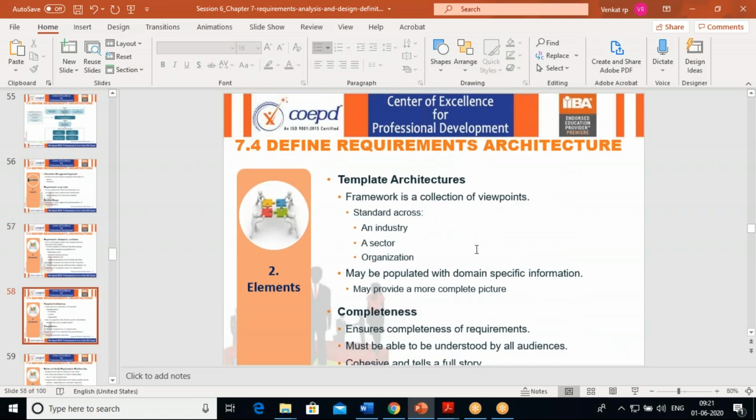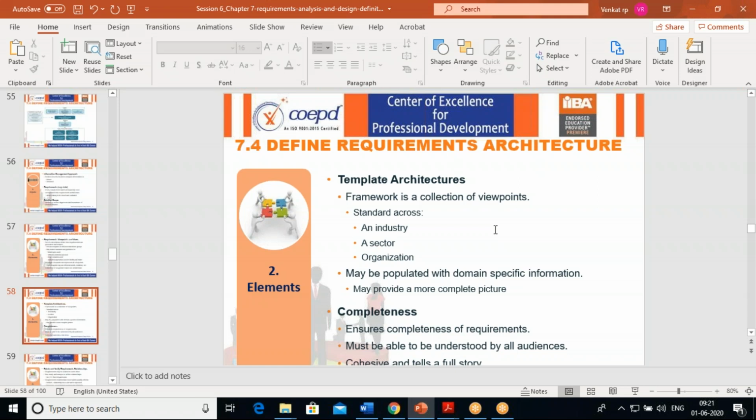Here generally we have template architectures. It's a framework, a collection of viewpoints that is standard across, sometimes across an industry, an organization, or a sector. Let me say the HR process may be uniform across all the HR verticals. And let me say e-commerce: the practice is the same in all the e-commerce industries. The best practices would be the same. They take the same precautions all over the verticals.